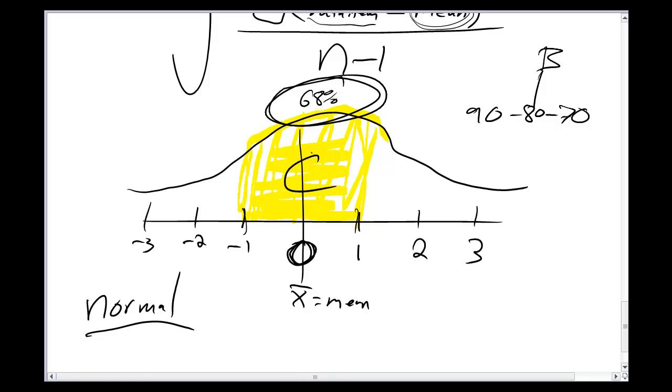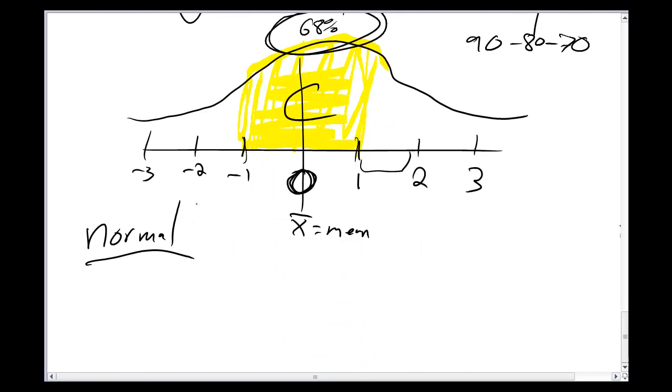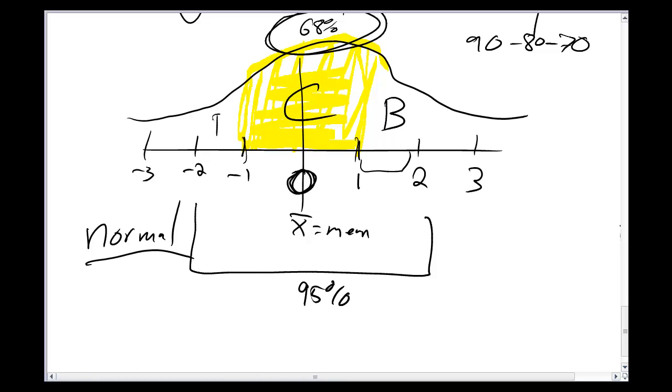Then next, you have this next highest range here. This is standard deviation of 2. If you go 2 standard deviations in either direction, that's going to give you 95% of the whole class. So if I add in the B's and the D's, that should be 95% of the class.